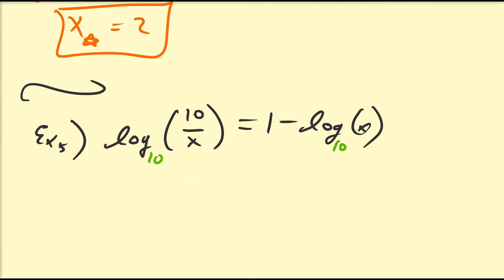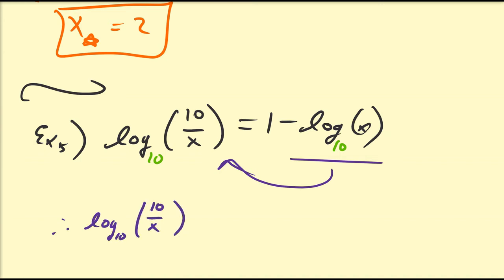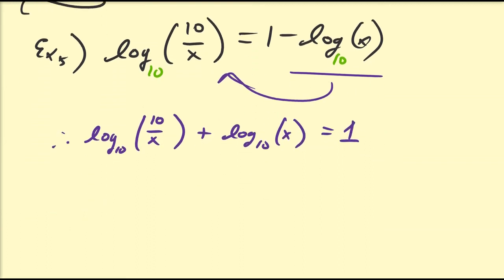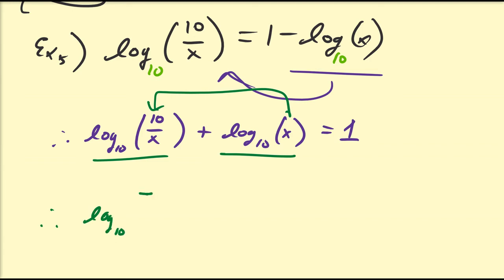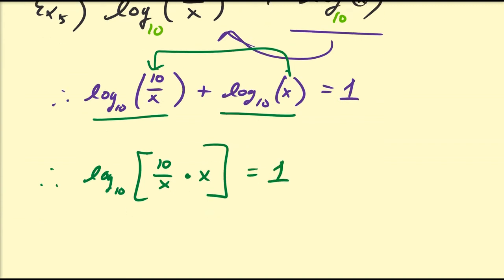Okay. So I'm going to begin by adding log base 10 x to both sides. So I'm going to move him to the left. So that's going to give me the log base 10 of 10 over x plus the log base 10 of x. And those are both going to be equal to 1. So I'm getting my logarithms to the same side. I'm adding two logs, so I'm going to be multiplying their interiors together. So that's going to be the log base 10 of 10 over x times x must be equal to 1.